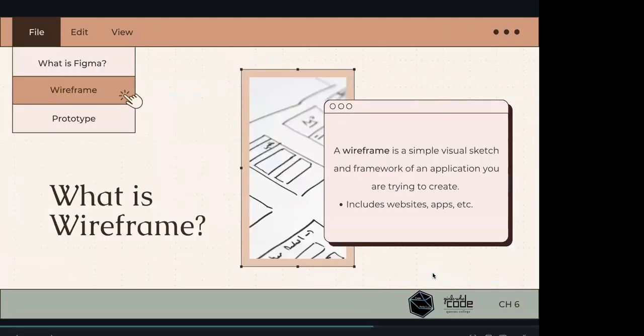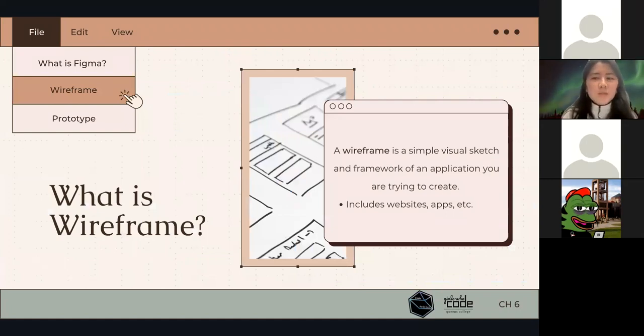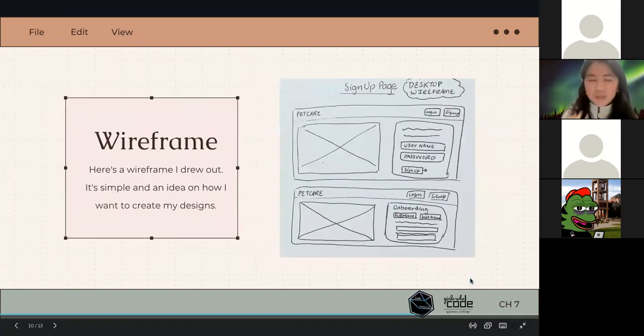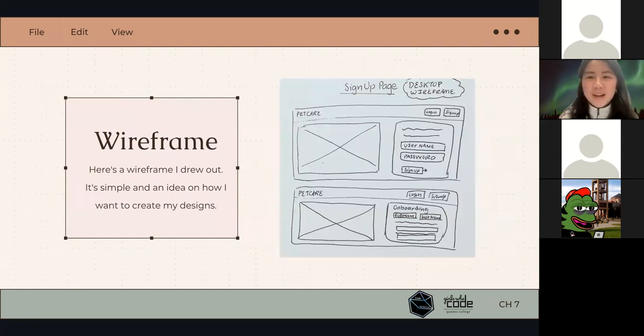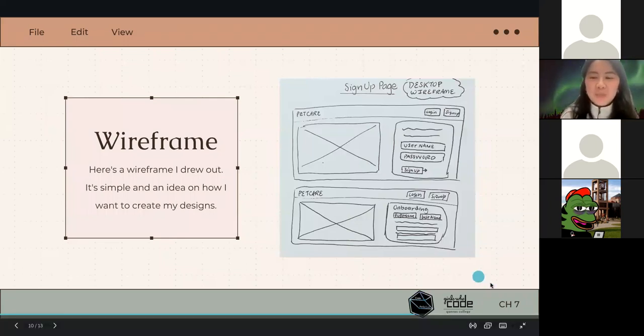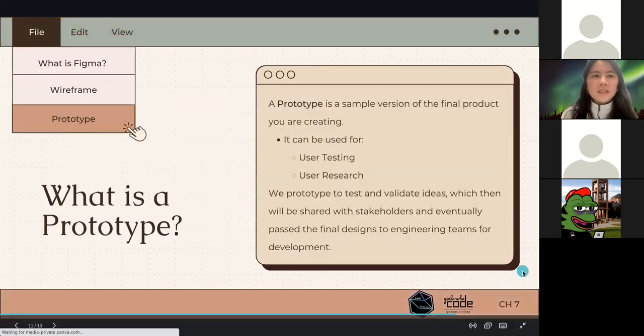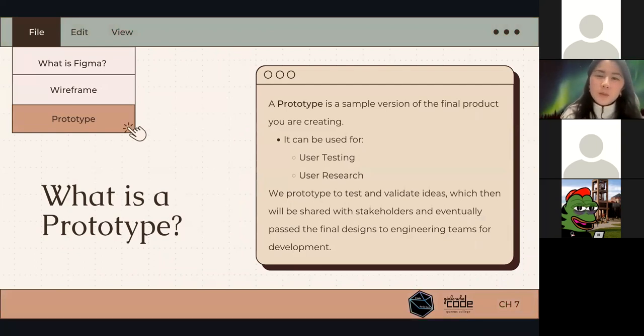So what is a wireframe? It's a simple visual sketch and framework of an application you're trying to create. It can be anything like websites, apps, mobile apps, honestly, anything. So here's a sketch I made for our wireframe. It's kind of quick and ugly, but this is what we're creating. The company is called Pet Care. I just made it up.